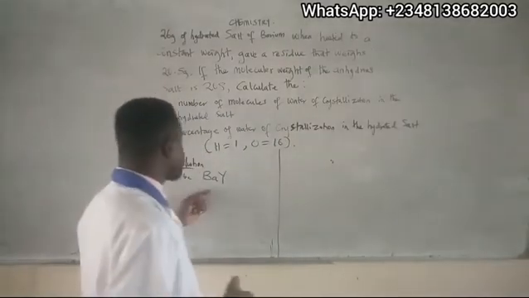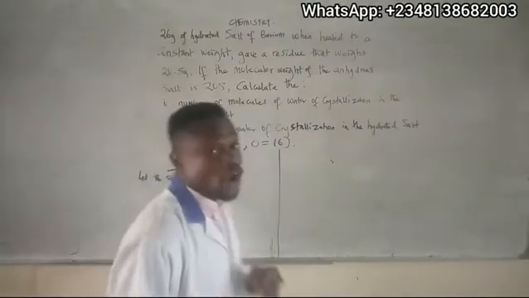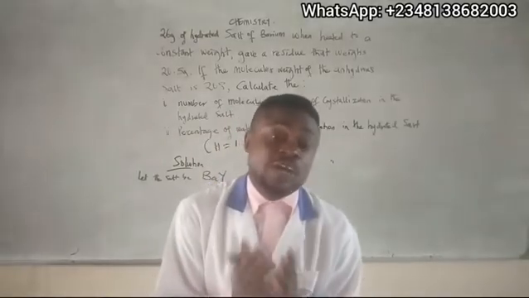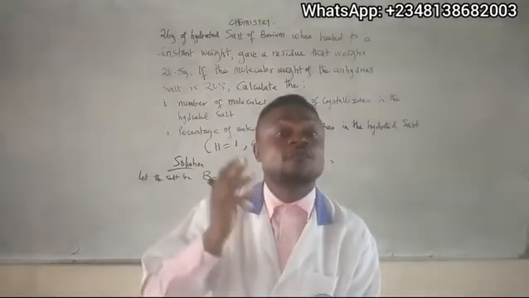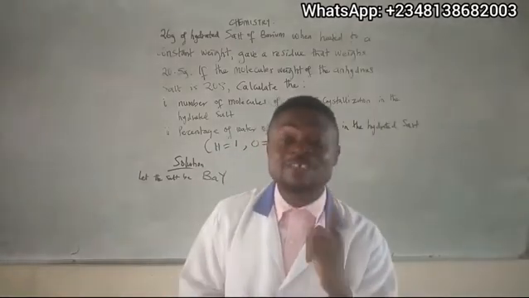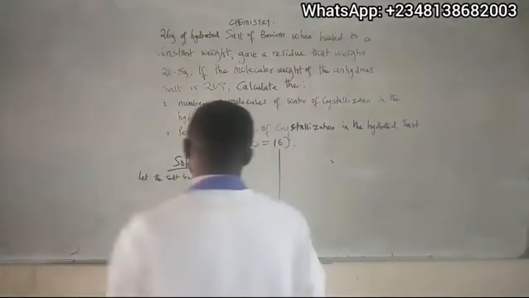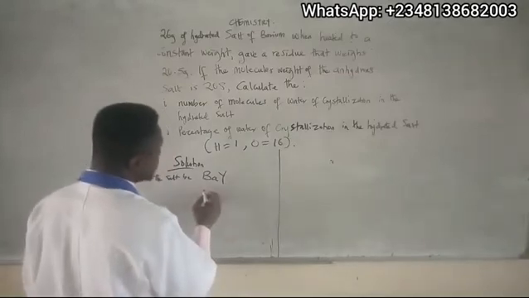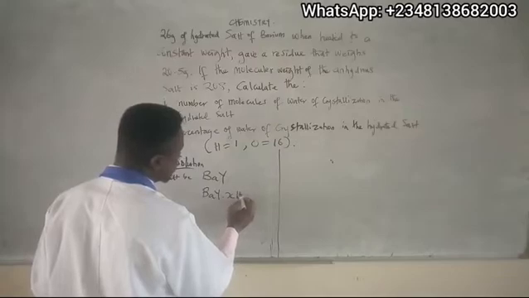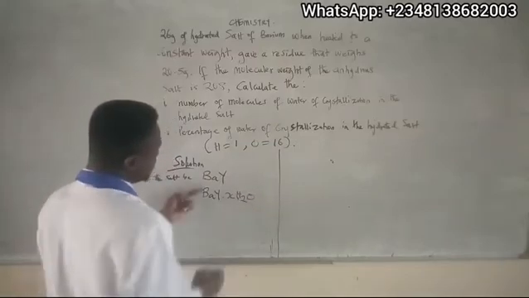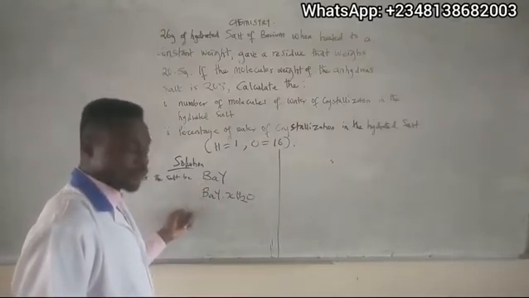Now, this is the anhydrous salt. Let us go to the hydrated form. All we know is that the hydrated form of a salt should have water of crystallization, but we don't know the number of molecules of water of crystallization that it will contain. So we use X to represent the number of molecules. The hydrated salt now becomes BAY dot X water. This is the anhydrous salt, and this is the hydrated form of the salt.